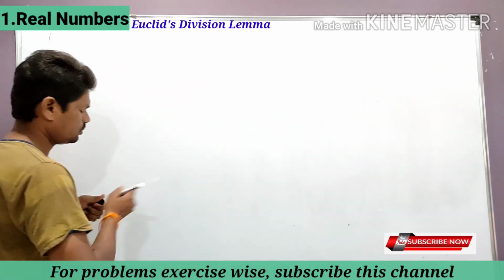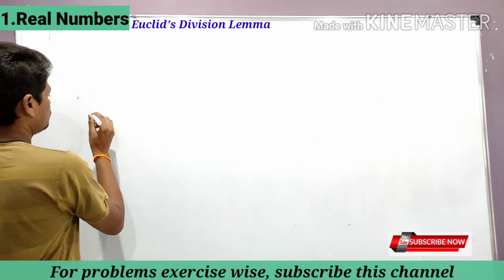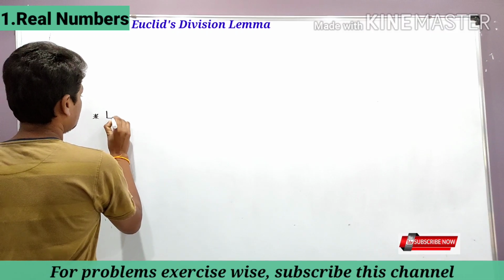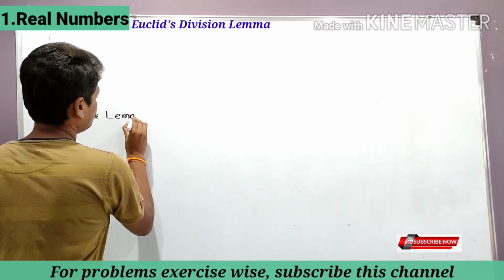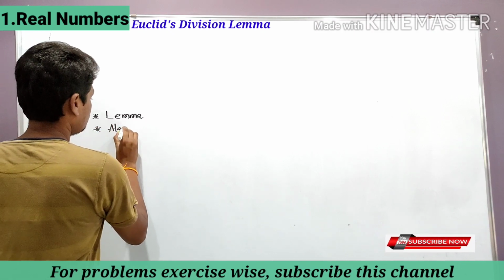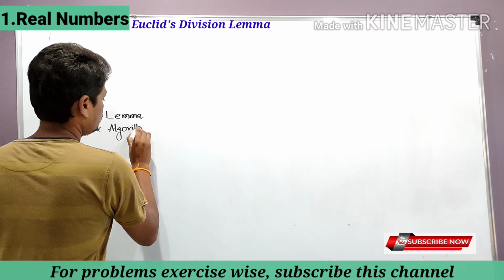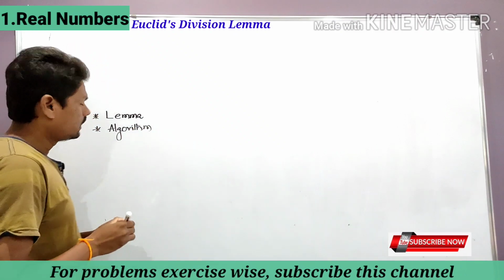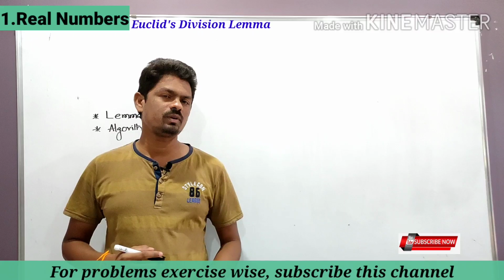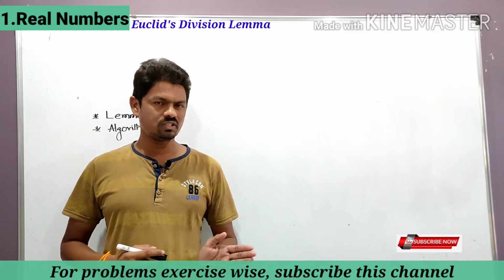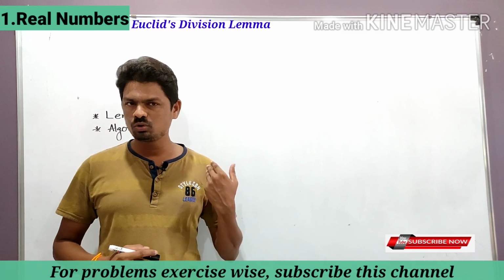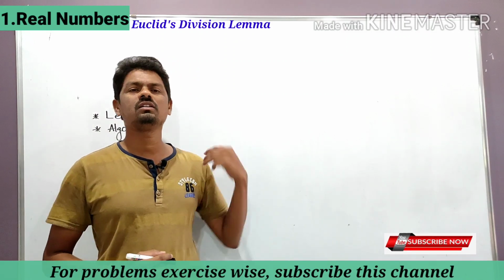Before that, you have to understand these two words: what is a lemma and what is an algorithm. A lemma is a proven statement which is used to prove other statements. We need not prove it, it is already proven. It is used to prove the other statements. This is called the lemma.